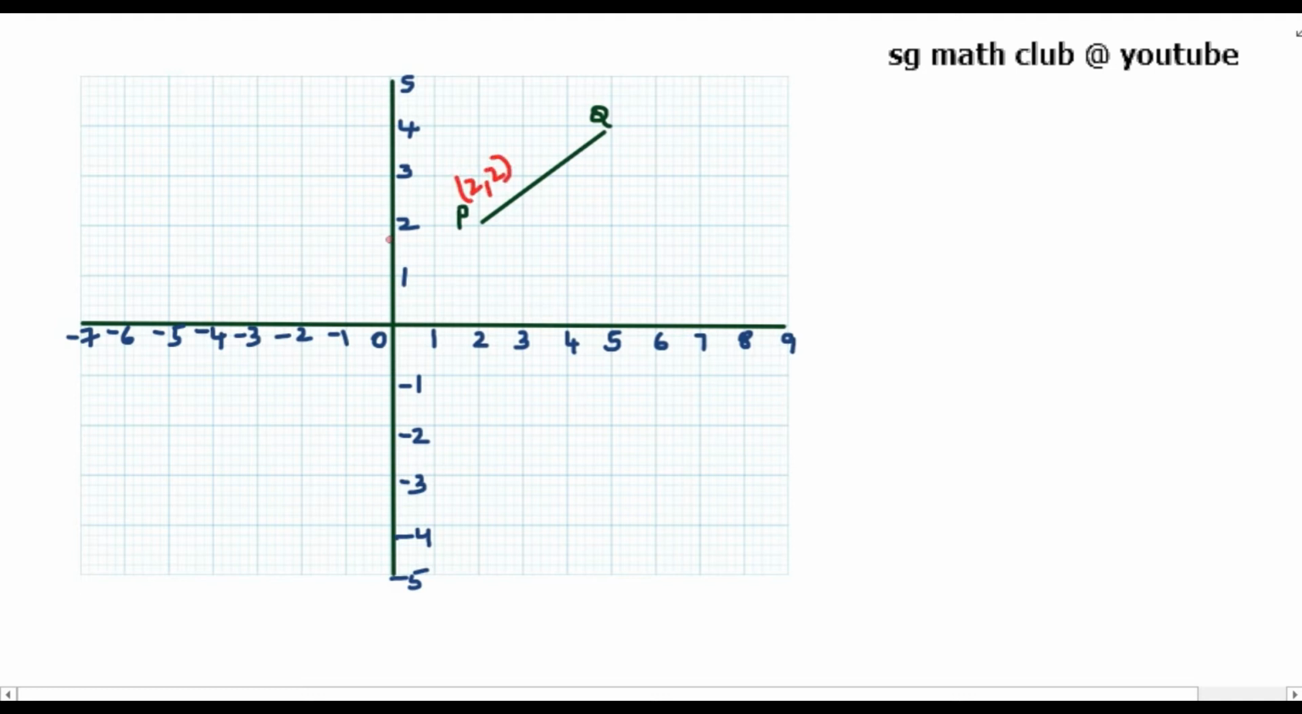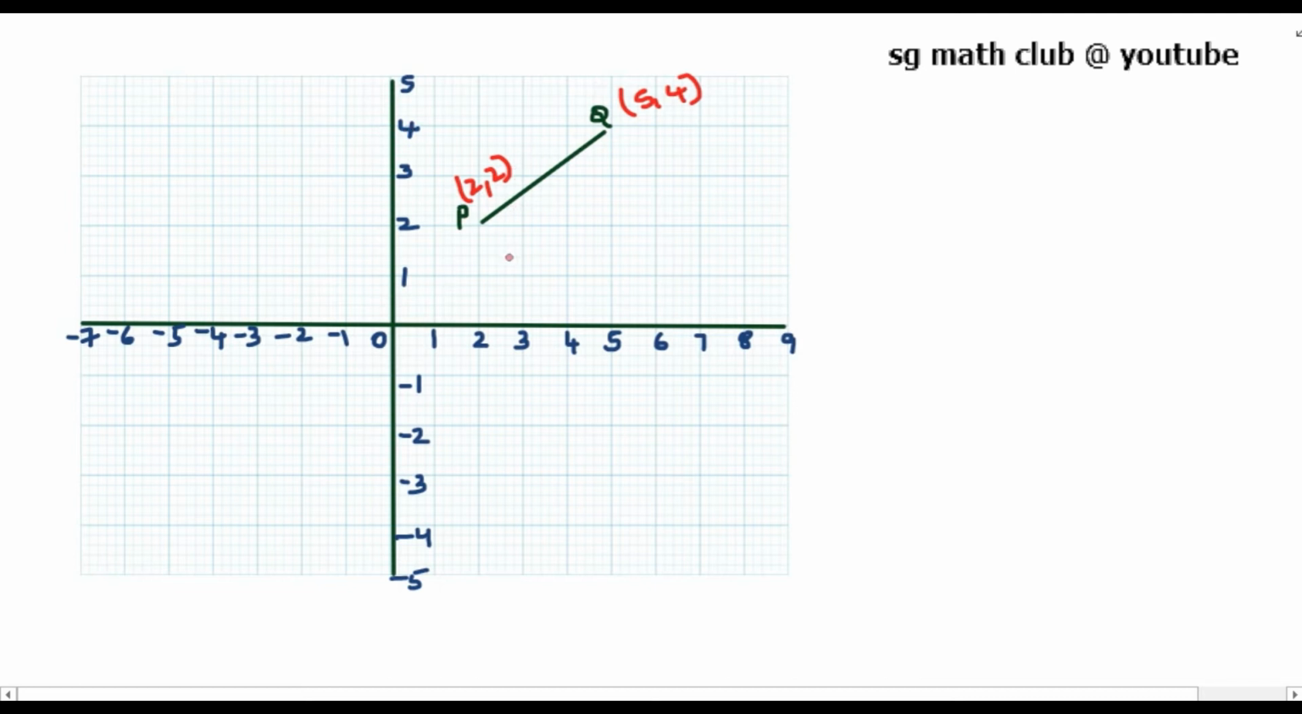The x coordinate is the perpendicular distance from the y-axis and the y coordinate is the perpendicular distance from the x-axis. Same way, the coordinate of Q is (5, 4). The x coordinate is the perpendicular distance from the y-axis and the y coordinate is the perpendicular distance from the x-axis. Or if you find this difficult, you can use this method also. Just draw a perpendicular to the x-axis, where it touches the x-axis, that will be the x coordinate, and draw a perpendicular to the y-axis, where it touches the y-axis, that will be your y coordinate.